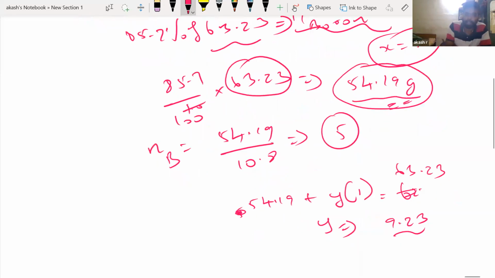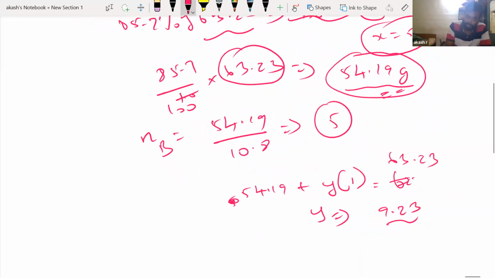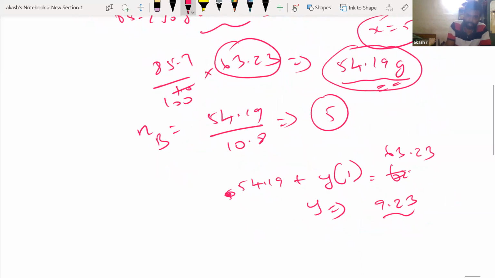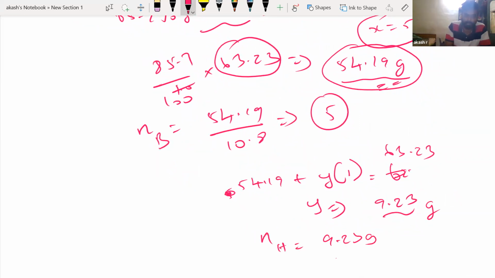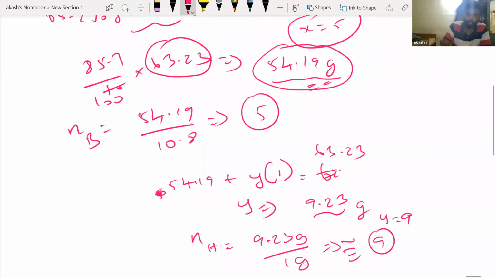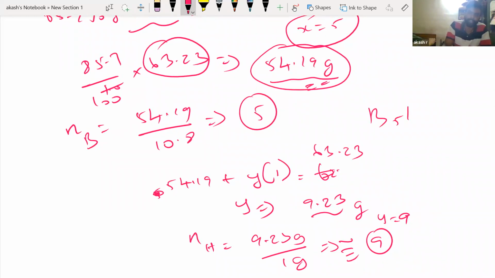But if you want to calculate the number of hydrogen atoms, that would be 9.23 grams divided by 1 gram. You don't get a whole number, right? So approximately you will get 9. So the y value is 9. So what should be the formula of the compound? B5H9. Very, very simple. Okay, so I'll repeat it one more time, people.